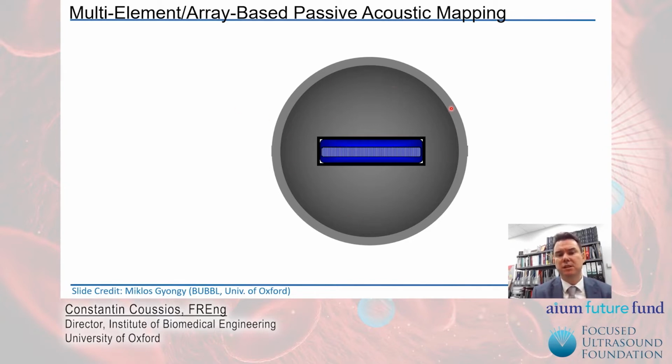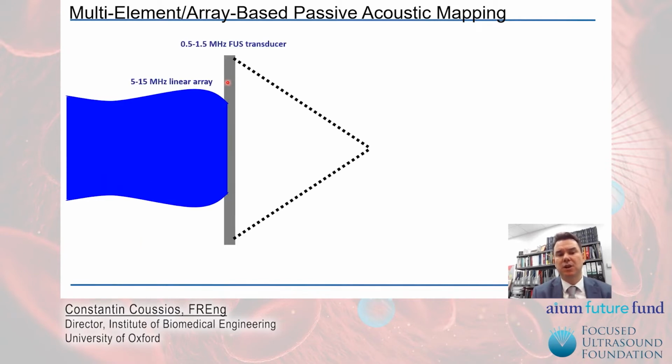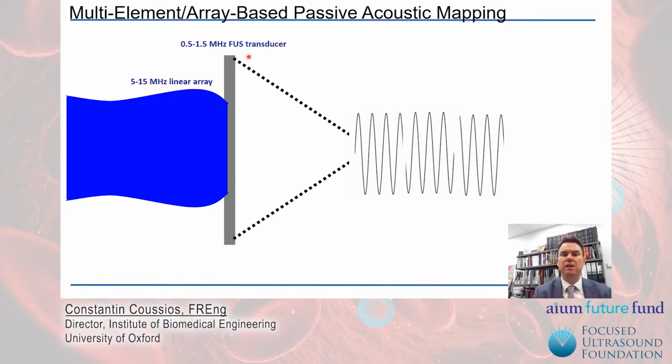Most ultrasound-guided systems consist of a single-element ultrasound transducer with a coaxial B-mode imaging array through the center. And typically, those are chosen in such a way that the center frequency of the diagnostic array is significantly higher, between 3 and 10 times higher than the center frequency of the focused ultrasound transducer array.